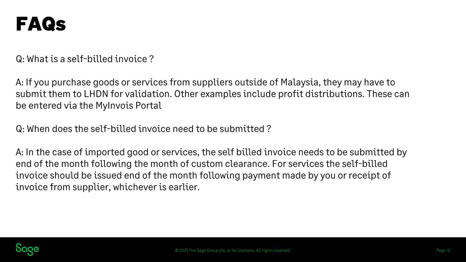The other one that comes up is, what is a self-billed invoice, okay? Basically, a self-billed invoice comes up in a couple of situations, right? If you're purchasing goods or services from folks outside of Malaysia, obviously, if you're buying something from Australia, as an example, they don't have to make any submission to LHDN for validation, right? But what has to happen is that you, as the customer, have to do that submission, okay? Another example is things such as profit distributions or dividends or interest that get issued from one organization, maybe a parent company, to a subsidiary company or vice versa, okay?